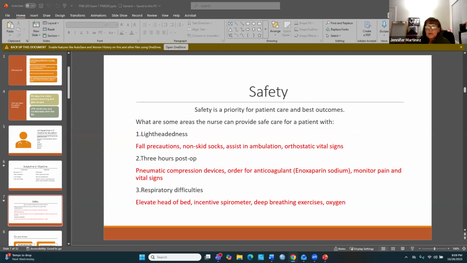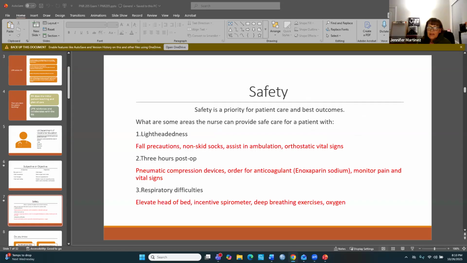All right, so safety. We know safety is one of the priorities for providing patient care. So what are the things that we do to provide safe patient care?